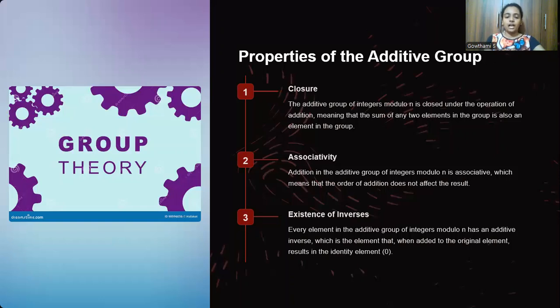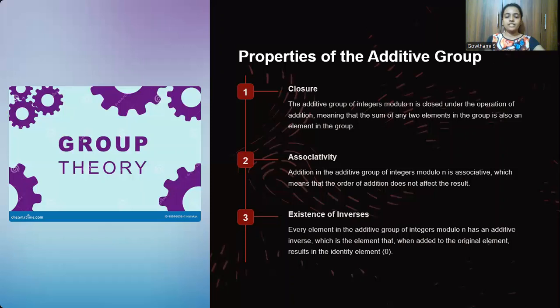Associative property. Additionally, the additive group of integer modulo n is associative, which means that the order of addition does not affect the result. If there are three numbers, you can first add A and B and then add the result with C, or else you can add B and C, and later add the result with A. The result will not change, however the addition is done.